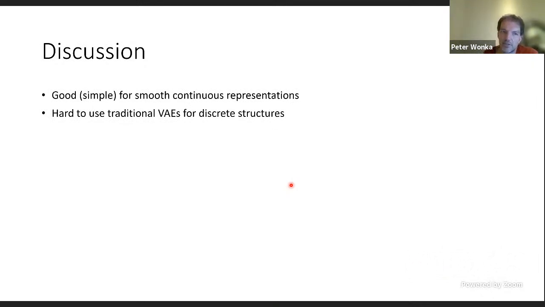And so I would say VAEs or autoencoders in general are really good in the sense that they're really simple in the original form, and especially for smooth continuous representations, but they get really messy and hard to use for discrete structures that we need in urban modeling.